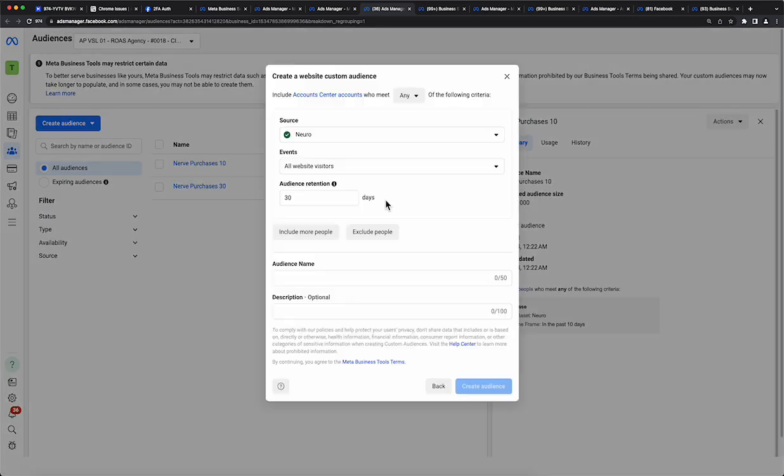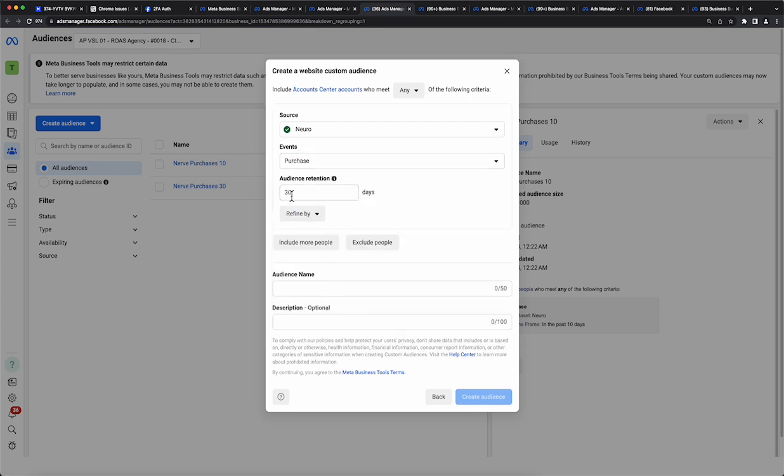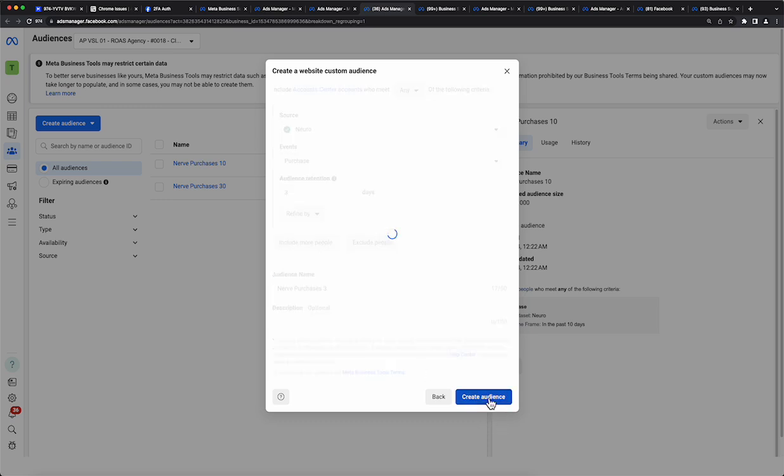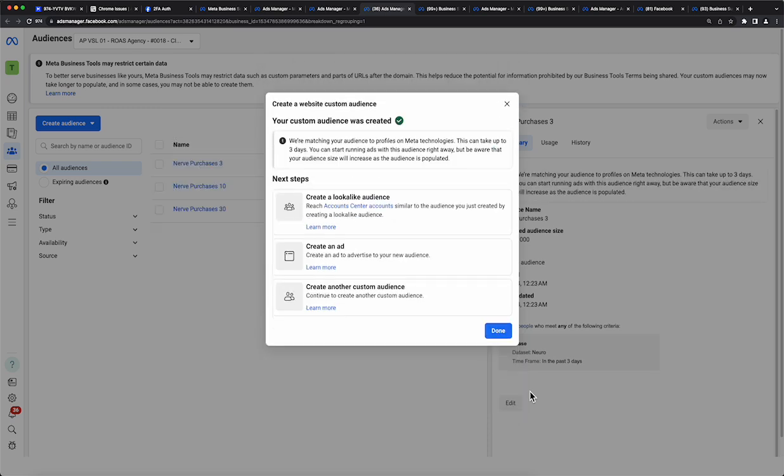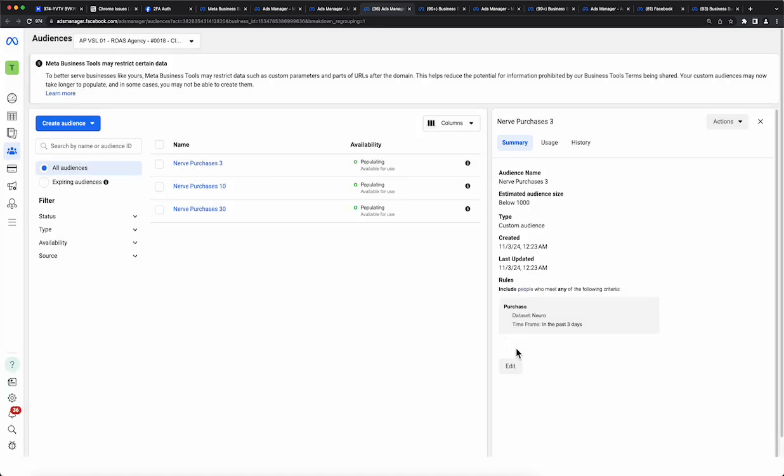So then what you could do is purchase based off the last 3 days, right? So then Nerve purchase. And again, you might also be running this across multiple ad accounts, using the same pixel, like I just mentioned. So you might have a bunch of different ad accounts running, and you're building up your audience pretty quick.